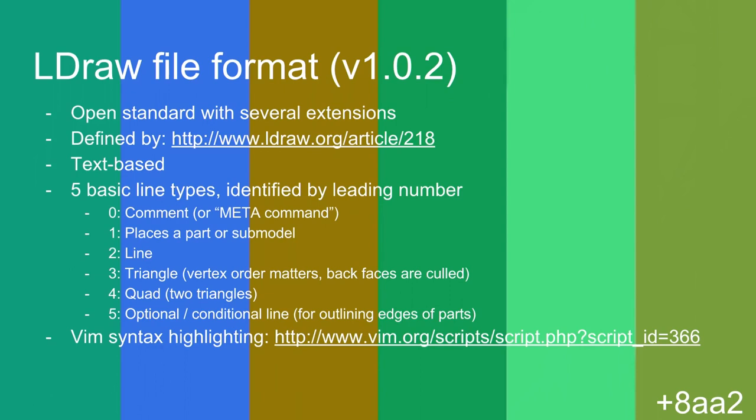LDraw is just lines and triangles and quadrilaterals, which are really just triangles anyway. There's a line type, there's a triangle type, there's a quad type, and then there's an optional line type, and we'll see why that's used later. And of course, like every syntax, there's a Vim plugin to syntax highlight it.